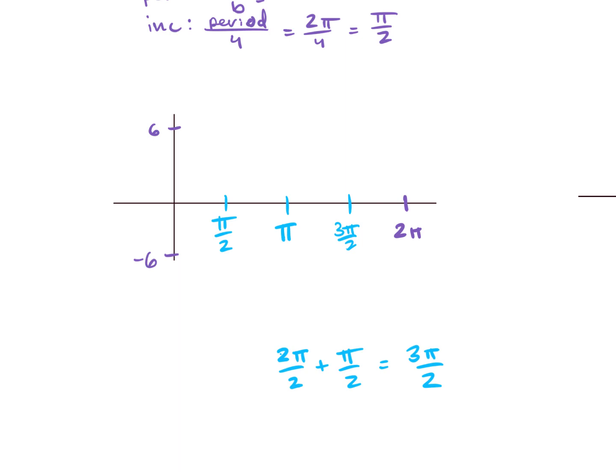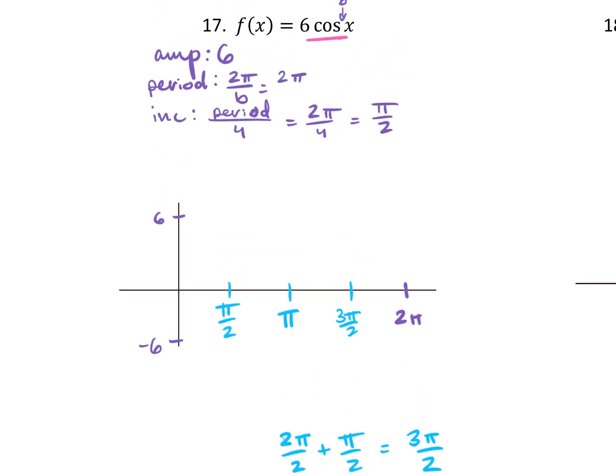Here we have a cosine graph. Where does our cosine graph start? Starts at the amplitude. So we're going to start up at 6. And remember, our graph just bounces back and forth between the amplitude. So between 6 and negative 6.